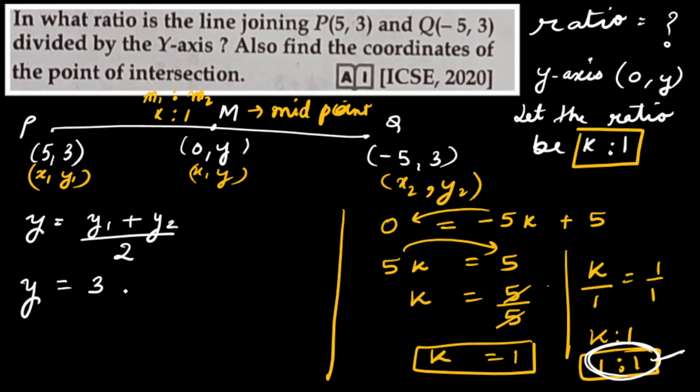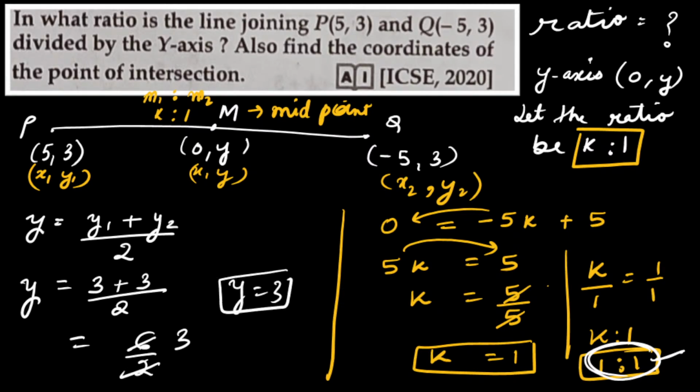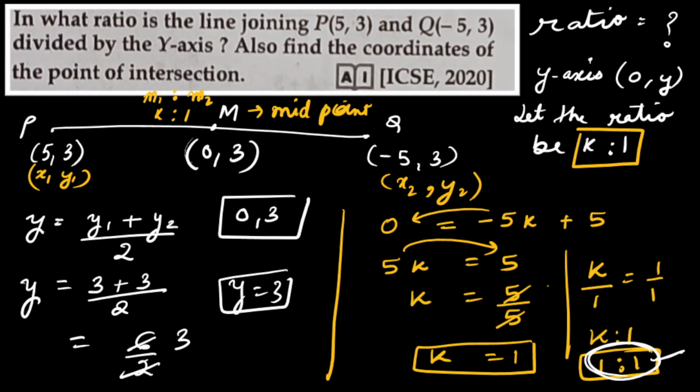y1 is 3, y2 is also 3. So 3 plus 3 by 2, 3 plus 3 is 6, 6 by 2 is equal to 3. So y is equal to 3. That means the coordinates of the point of intersection, that is M, are 0, 3. So the coordinates of the point of intersection are 0, 3.